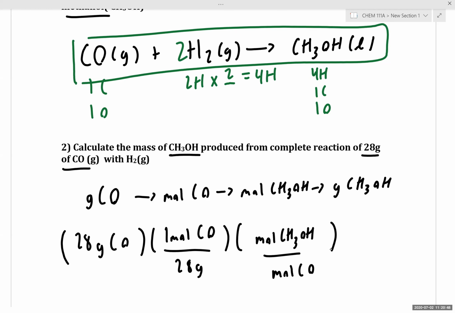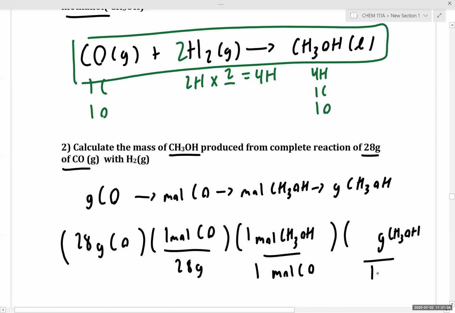One to one. Yep, exactly right, 1 to 1. And then finally, looking at the grams of methanol per mole, we're going to need to calculate the molar mass per that. So let's do that.